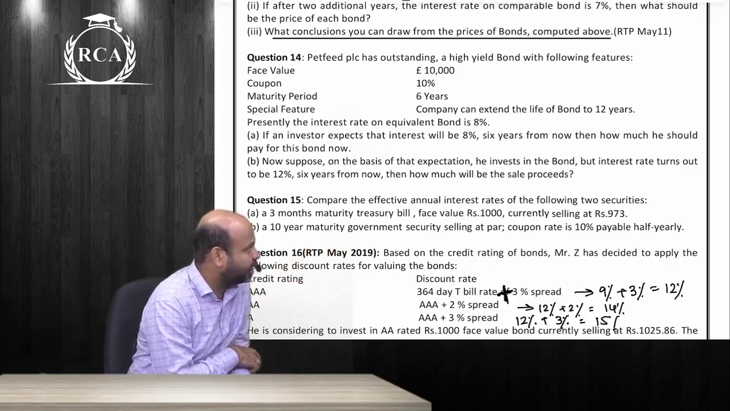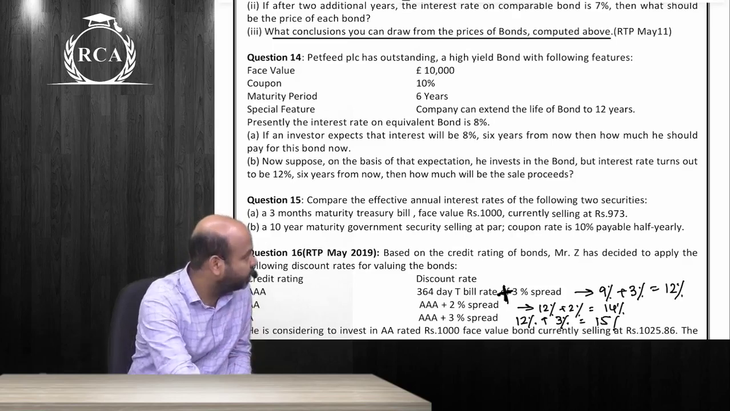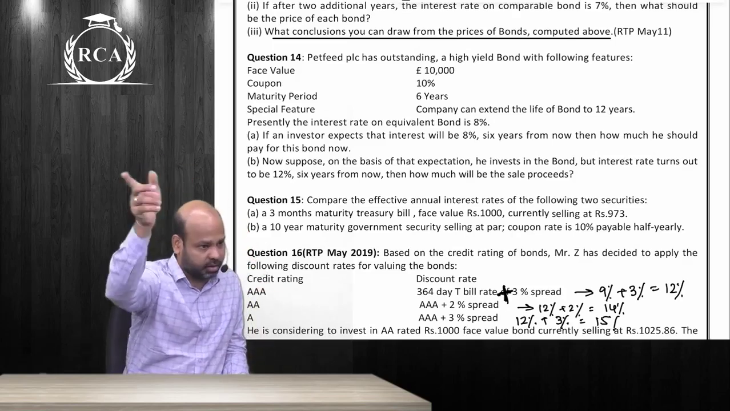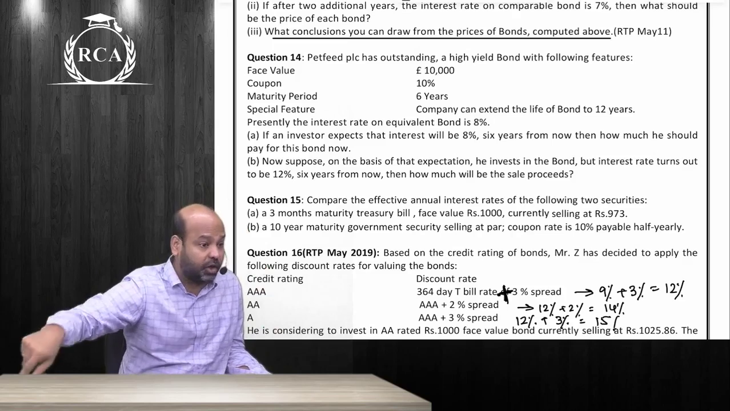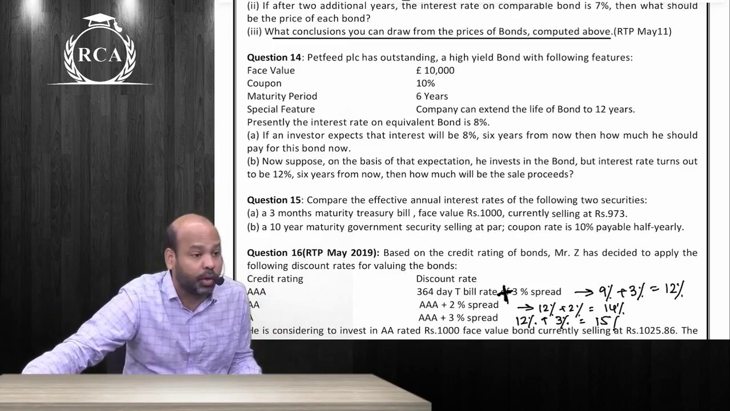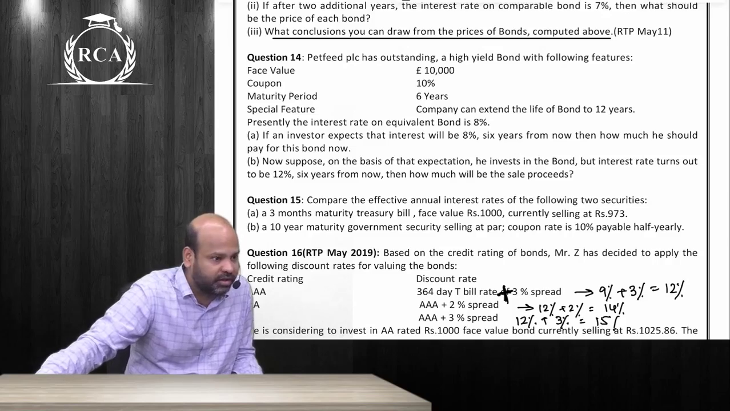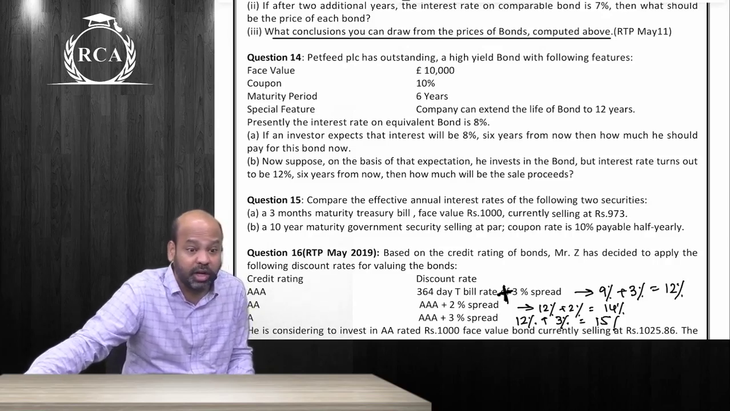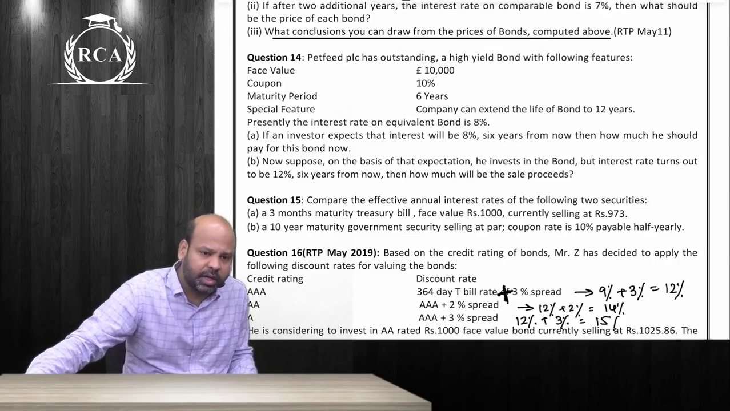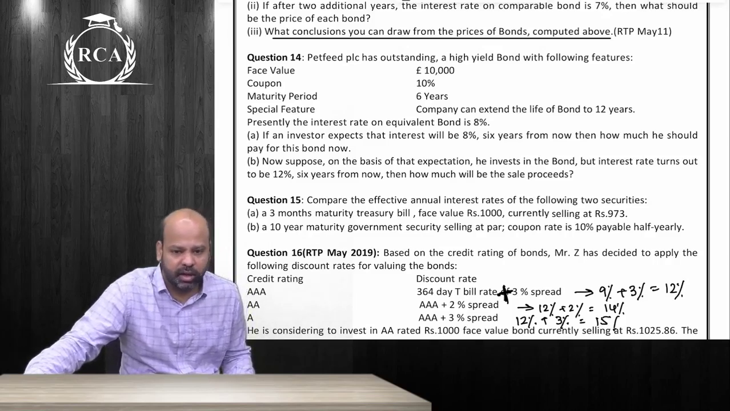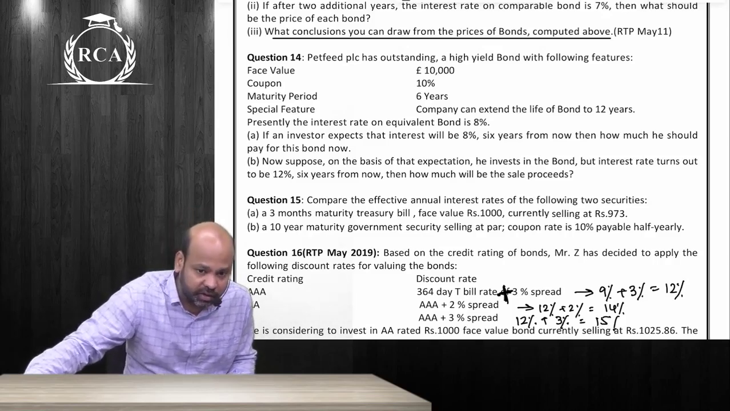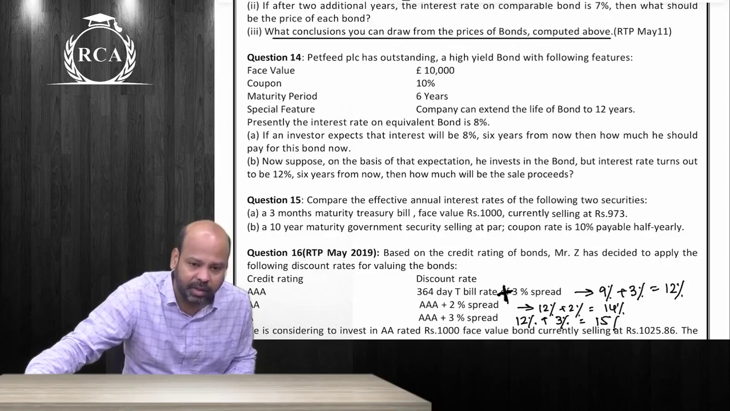What does the second bit say? You have invested in this bond, but 6 years later the interest rate actually turns out to be 12%. Now, will the company want to extend the maturity of the existing bonds, or will they issue new bonds with a higher coupon rate? Extend the maturity. Are we clear, guys? So after 6 years, the remaining maturity will become 6 more years.